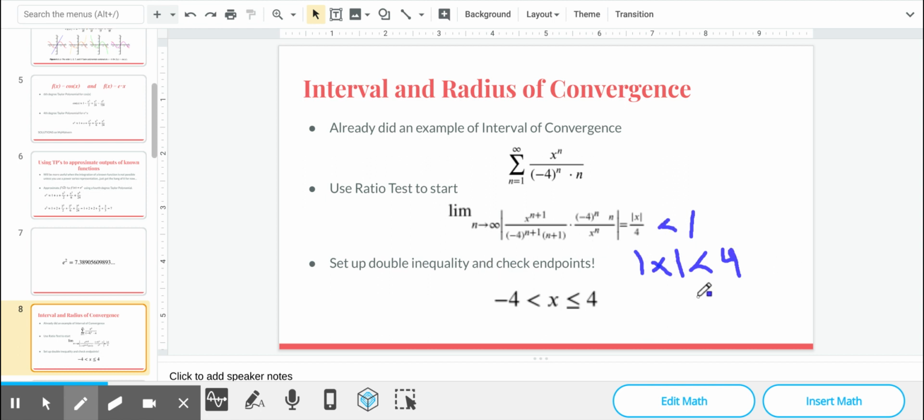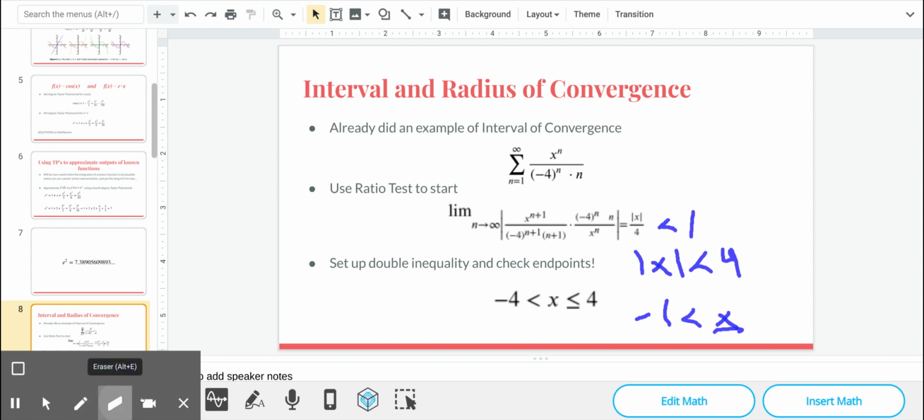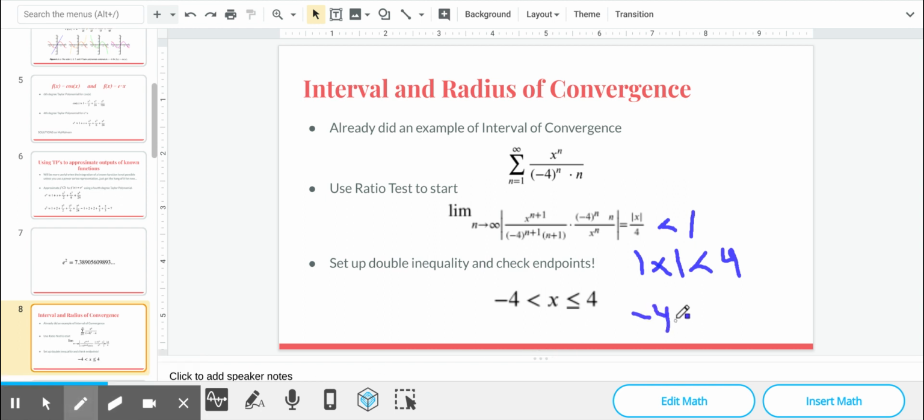And then we set up a double inequality, which looks like this. I'm sorry, I'm going to go back. I'm going to erase this. We set up a double inequality where we had -4 is less than x, which is less than +4, right? So those two things are the same.